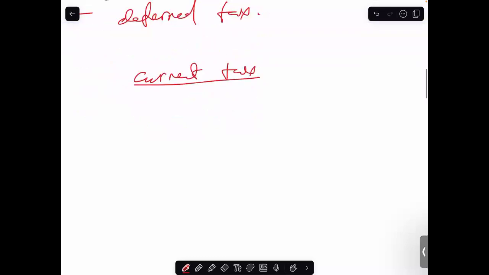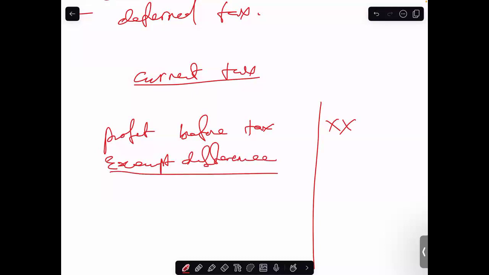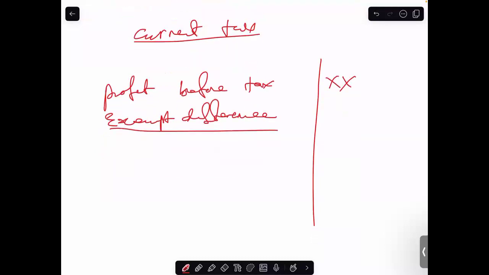We said our departure point is profit before tax. Then after getting our profit before tax, we adjust it for what is called exempt differences. What are the elements of exempt differences? We said we have non-taxable incomes and the non-deductible expenses.